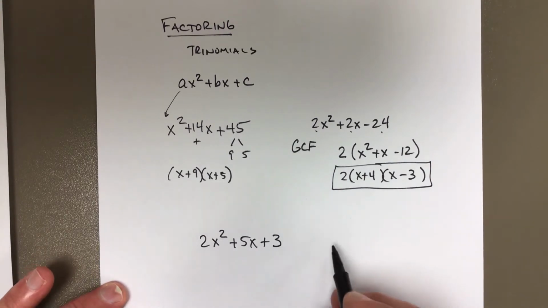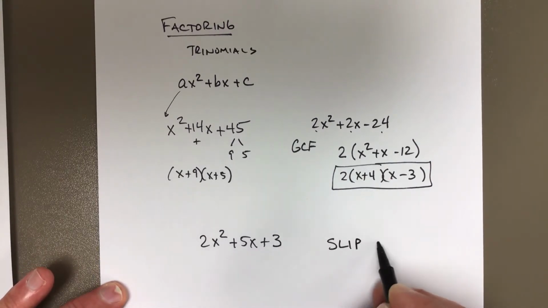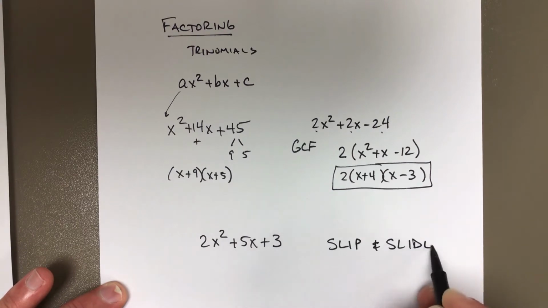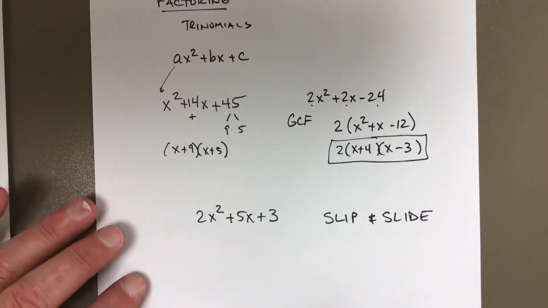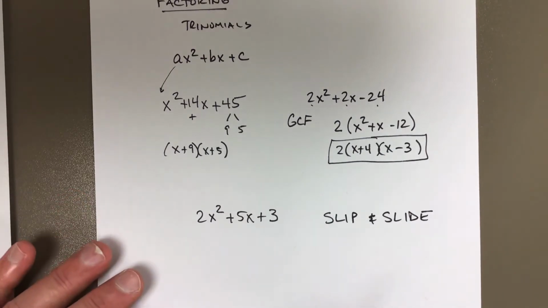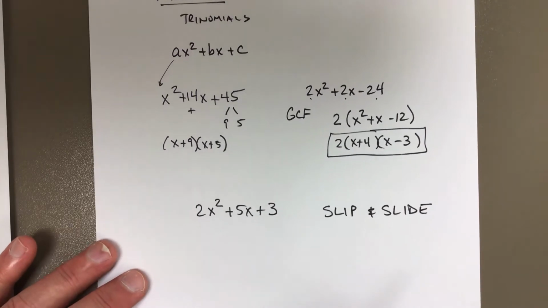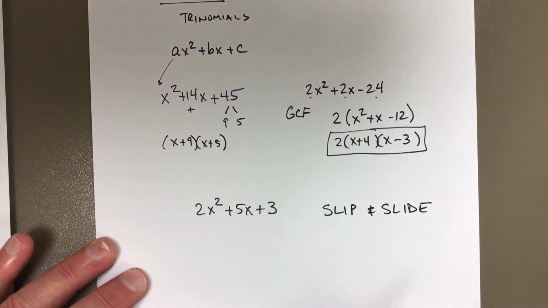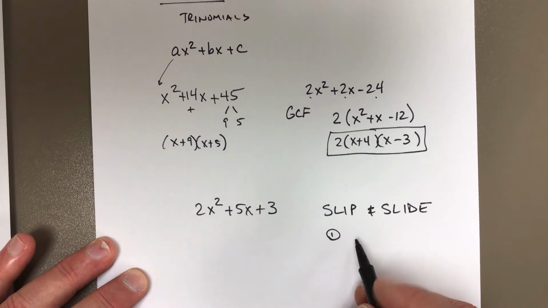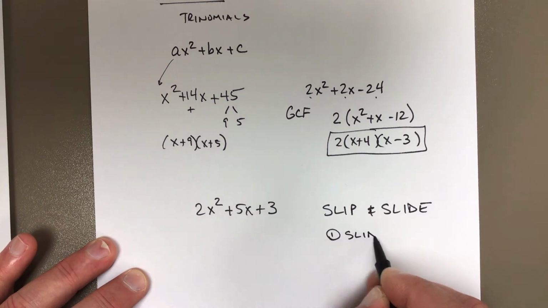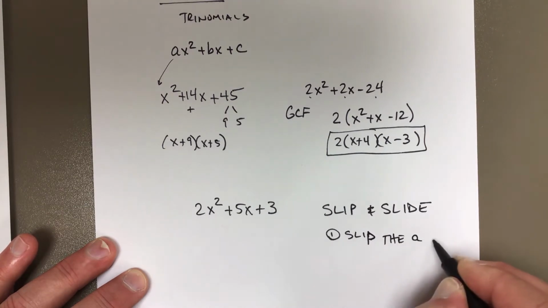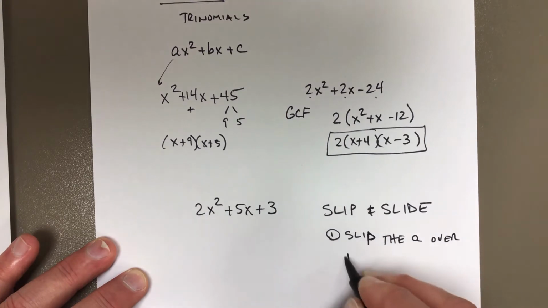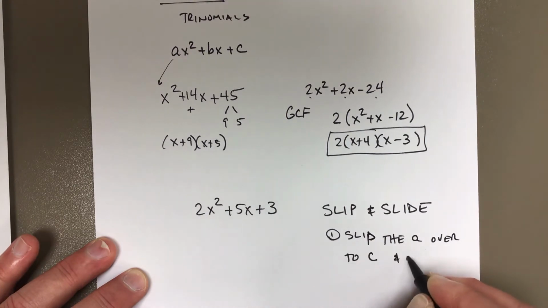What we're going to call this is the slip and slide, just like when we were kids, where we went outside and slid down the hill. All right, here are your steps. You've got about 4 steps that we're going to have to deal with. First step, you're going to slip the A over to the C and multiply.